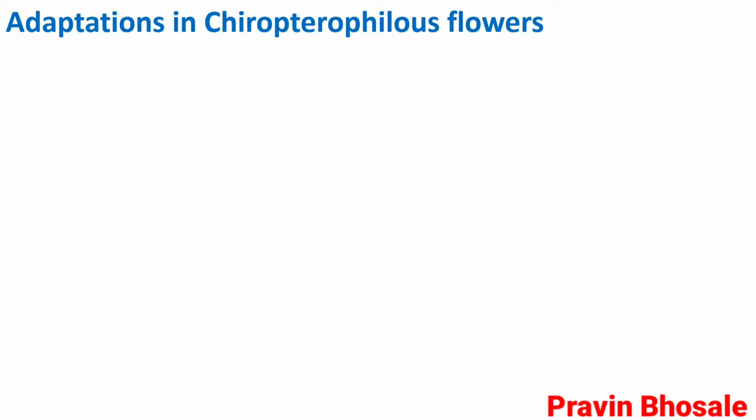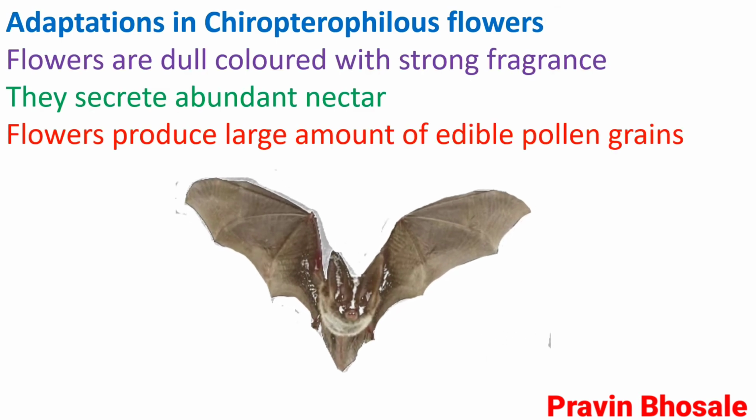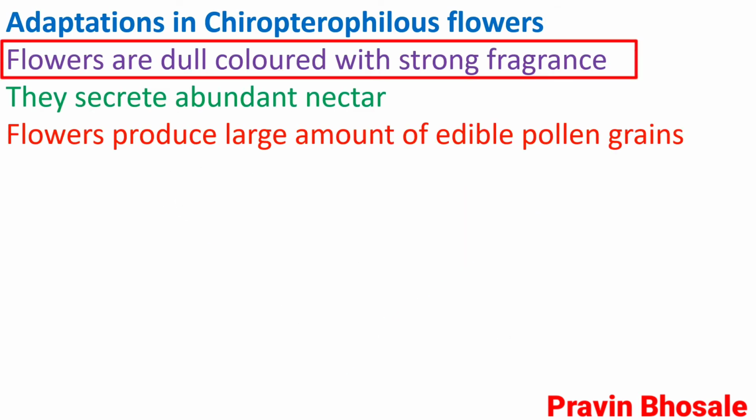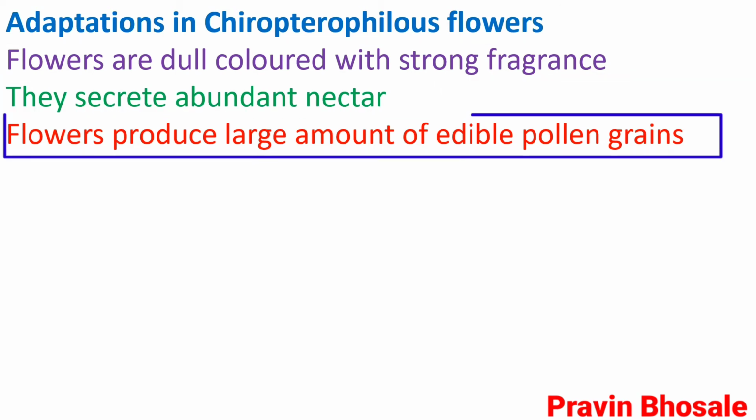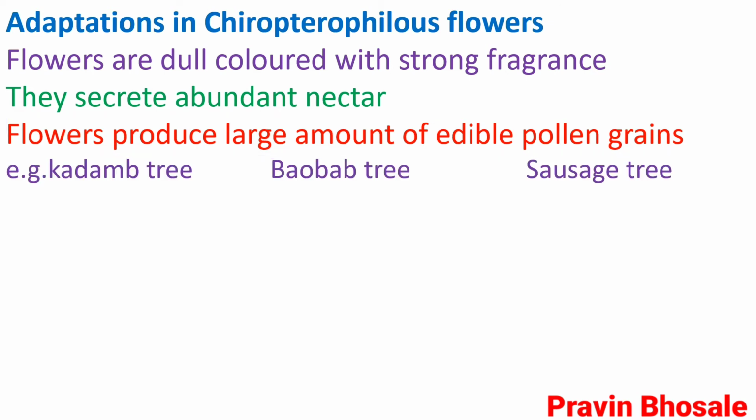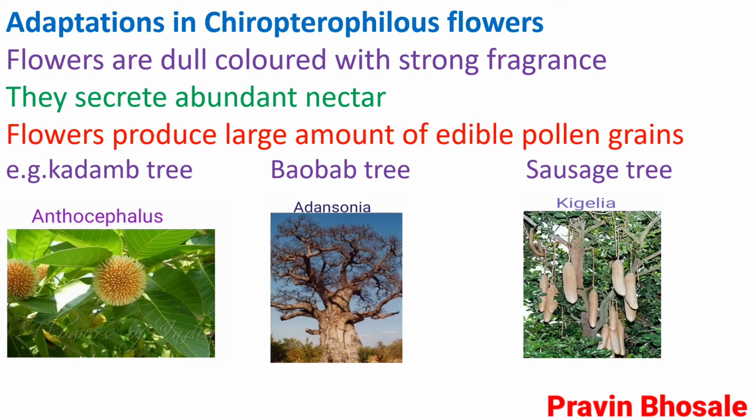Adaptation in Chiropterophilous flower, that is pollination done by bats. Flowers are dull colored with strong fragrance. They secrete abundant nectar. Flower produced large amount of edible pollen grains. Example is kadam tree, bobak tree, sosak tree, and these are the images. Kadam tree, Anthocephalus, bobak tree, Adansonia, sosak tree, Kigelia.